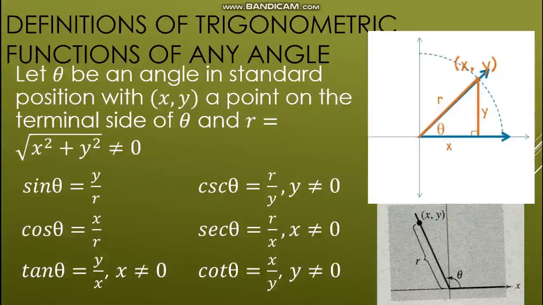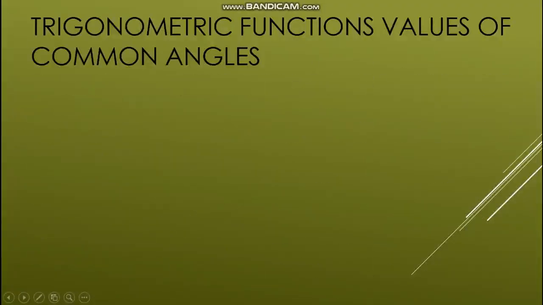Okay? Now, we're going to use these ratios in finding the six trigonometric functions of any angle theta in standard position. Okay? So, ang given natin ay point. Or pwedeng kabaliktaran, given yung angle, kukunin natin yung horizontal and vertical distances. Okay? Now, ano pang kailangan natin para makapag-solve tayo ng six trigonometric functions of any angle in standard position?